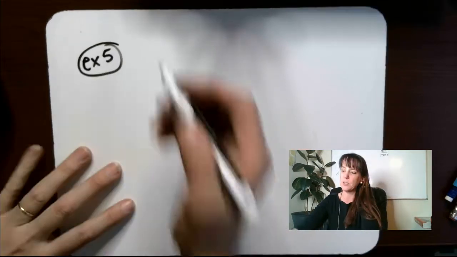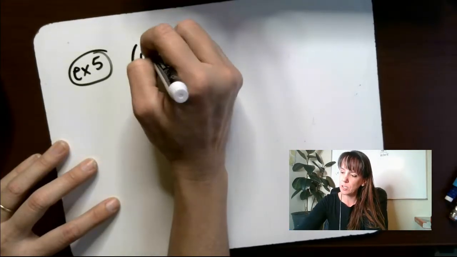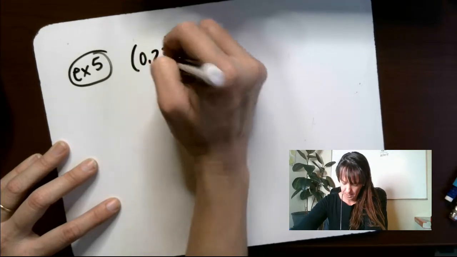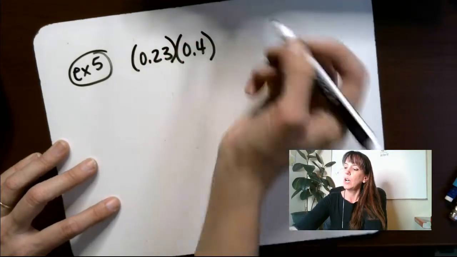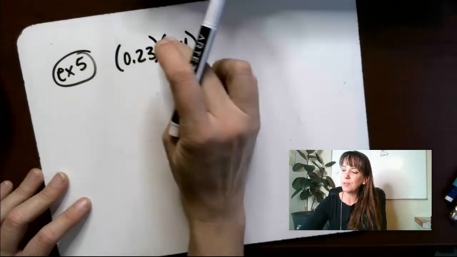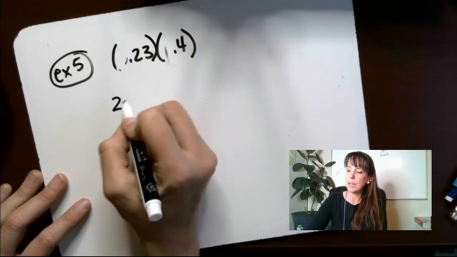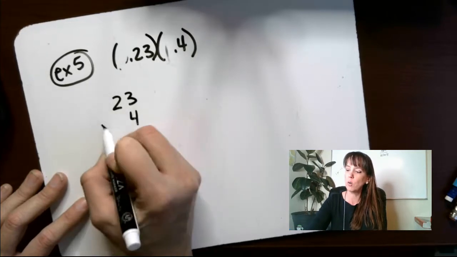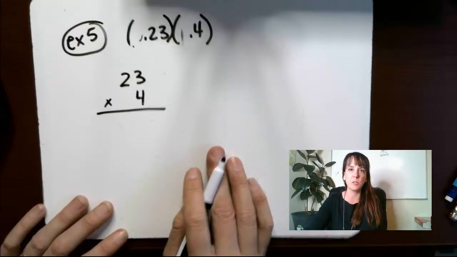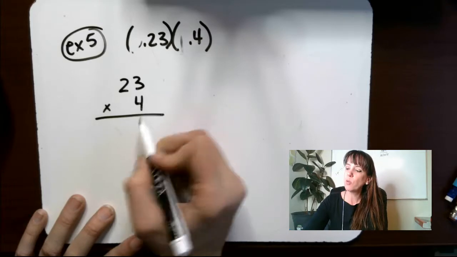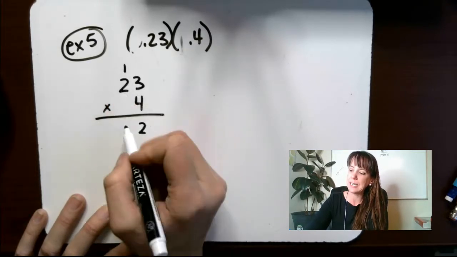Okay, so it says multiply 0.23 times 0.4. Again, I'm going to ditch those zeros in the front because I think it's easier. What this really is is 23 times 4. Notice I'm just ignoring the decimals straight off the bat. That's the easiest way to do these. 3 times 4 is 12, carry the 1, that's 8, 9.